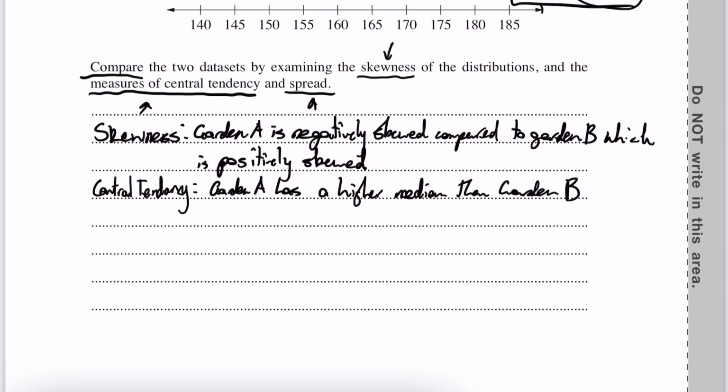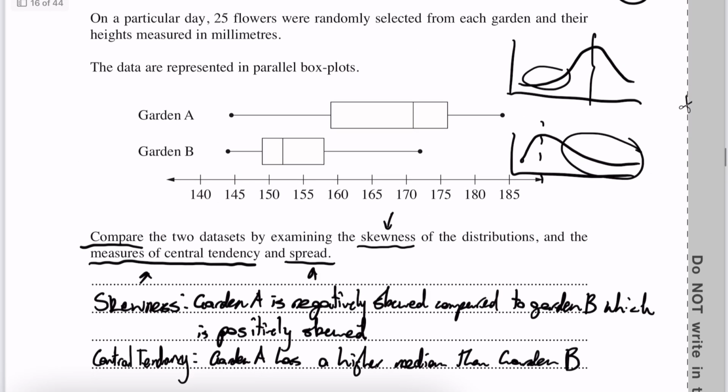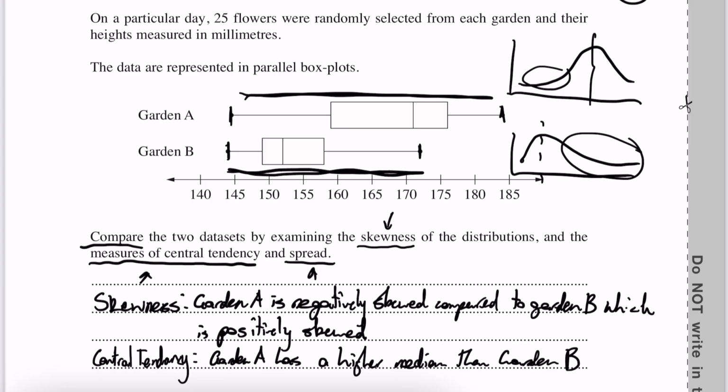Cool. The final thing is spread. Okay. So for spread, there's 2 things that you could answer on. The first is the more common, and that would be to do with the range. Okay. If you look clearly, garden A's range is larger than garden B's. Not much, but it is larger. And that's because if you just take the largest value and subtract the smallest value, that ends up being bigger in garden A than garden B.